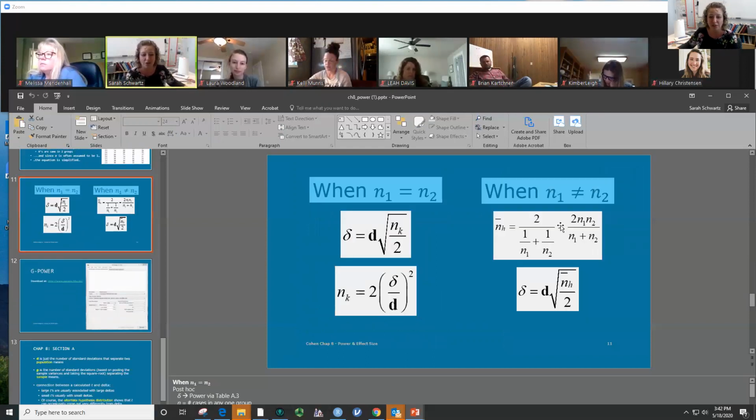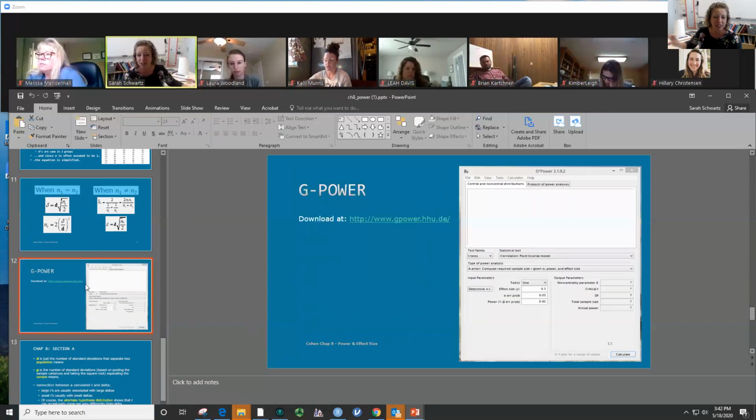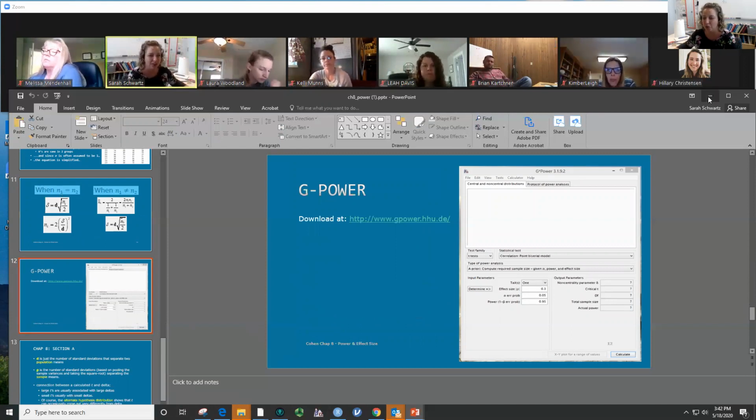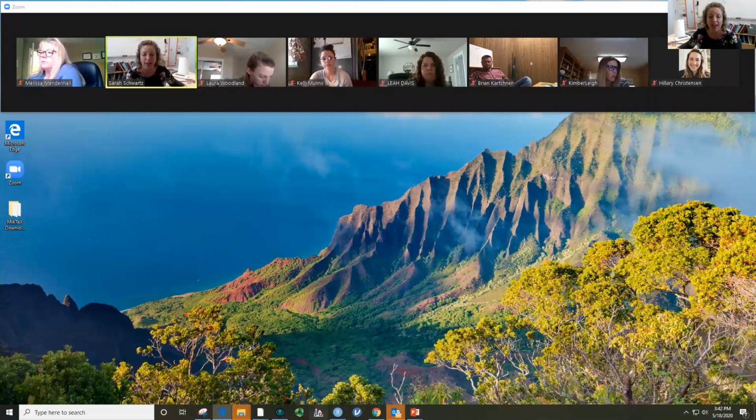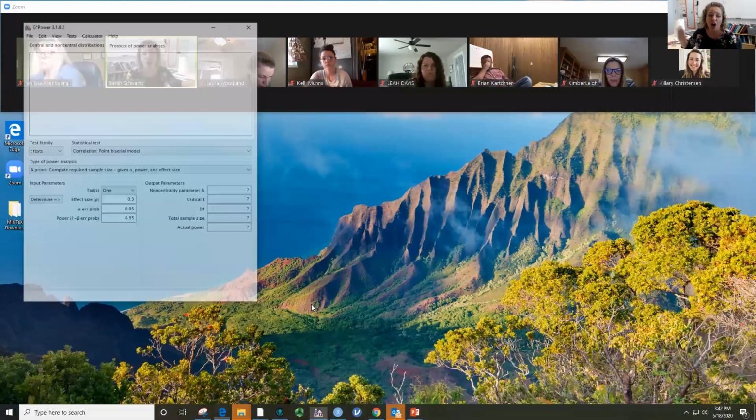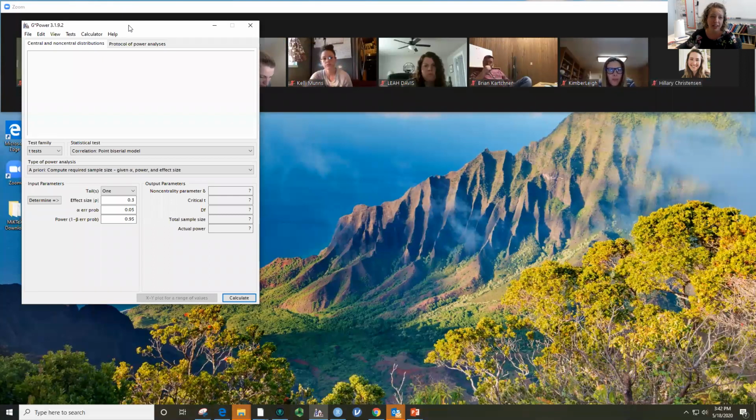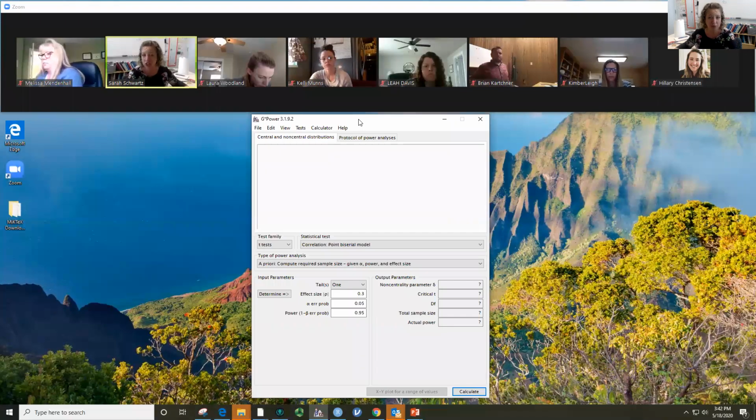There are some formulas that we can use, but let's get right to examples. Let's go to G-Power. G-Power is this nice little piece of software that's really handy, and it is used all the time. Anytime you're going to write a proposal, like your dissertation or a grant, if you say you're using G-Power, people will know what you mean. It's that well known. It's the most common power analysis software.